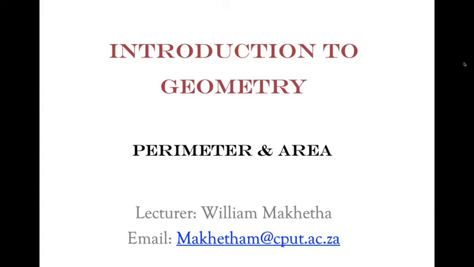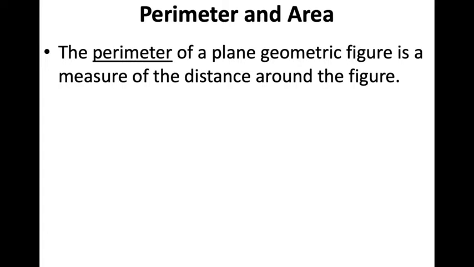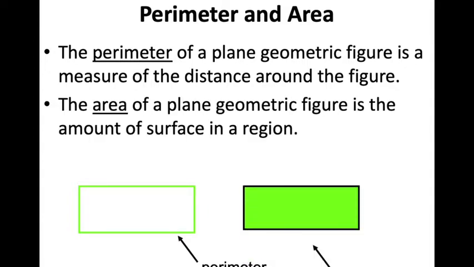Hi guys, so today we're continuing with introduction to geometry, but on a slightly different tone, in that we're focusing on perimeters and area. So let's do it. By definition, a perimeter is a measure of the distance around a figure. So distance around is the perimeter. On the other hand, area is the measure of the area inside the figure.